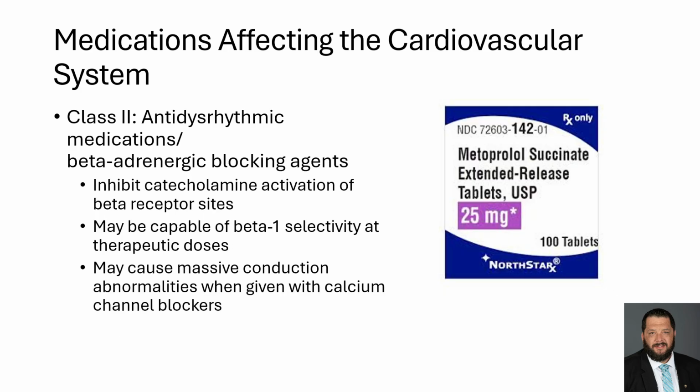Your class 2 antidysrhythmic medications are your beta-adrenergic blocking agents. These inhibit the catecholamine activation of the beta receptor sites, and they can both block beta 1 and beta 2 depending on the type of medication given and the dose range that you're giving it in. A note that's important to mention is they may cause massive conduction abnormalities when given with calcium channel blockers. So make sure if you're given calcium channel blockers, you're not also giving beta blockers unless it's a very specific circumstance.